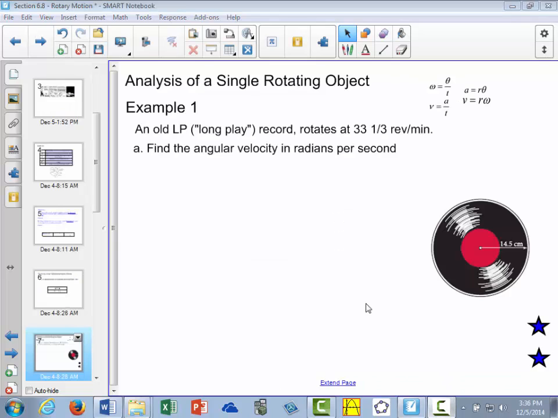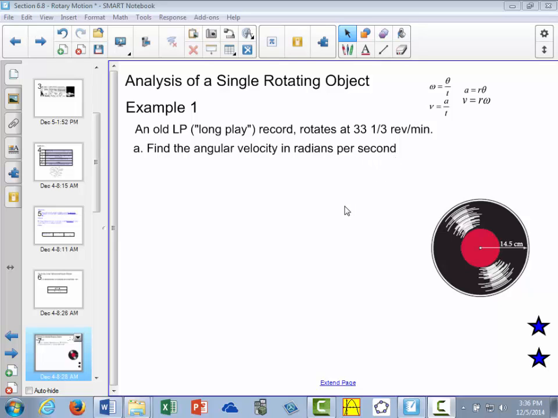Let's take a look at a problem to see how all this works out. We're going to look at a single rotating object, here an old LP or long play record, which many of you may have never actually seen in person. It rotates at 33 1/3 revolutions per minute. We're asked to find the angular velocity in radians per second.